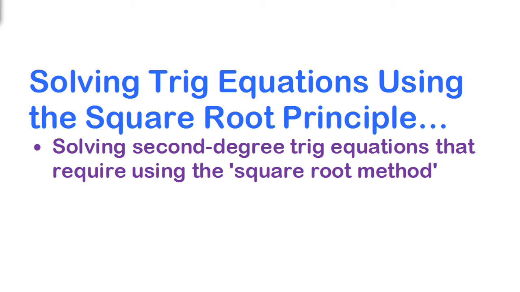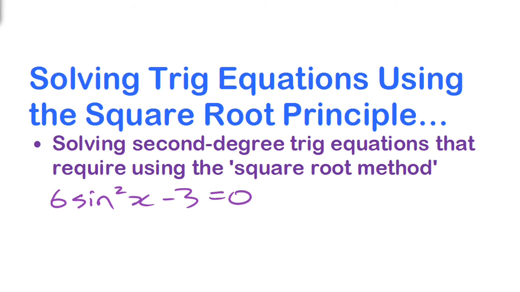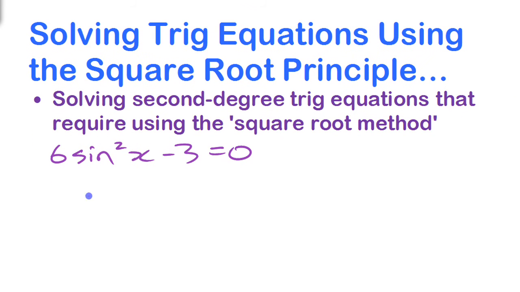All right, we're going to look right now at solving second-degree trig equations where you need to use the square root principle. What I mean by that is an equation like 6 sine squared x minus 3 equals 0. That's a second-degree trig equation. It's a trig equation because you have a trig function with the variable within it, but it's second degree because you have sine x and it's squared up here. The trig function itself is squared.